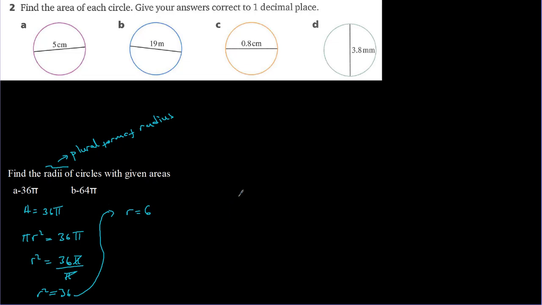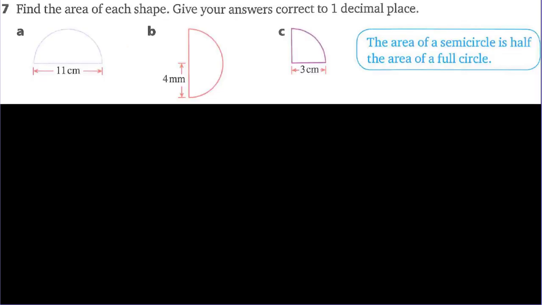So the second one, this is for the A, this is for the B: the area is 64 pi, which is at the same time pi r square. If you simplify pi and pi here, 64 is equal to r square, and r is equal to 8 for the second question. Okay, this is the last part.